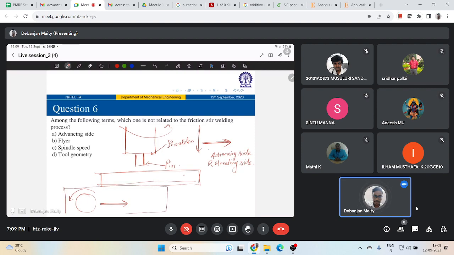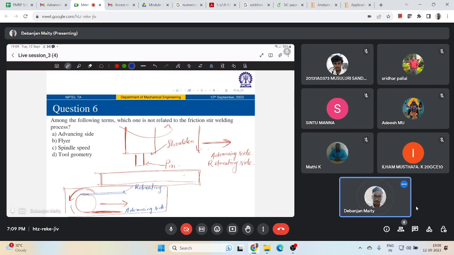So let's say this is my workpiece material. So which side is my advancing side? If this is rotating in this direction and the traverse direction is this, so this will be my advancing side, and the other side we call the retreating side, which has the opposite sense of tool rotation and the traverse direction.